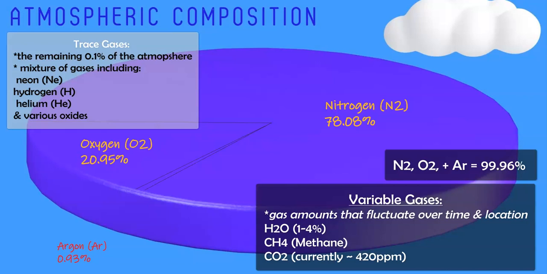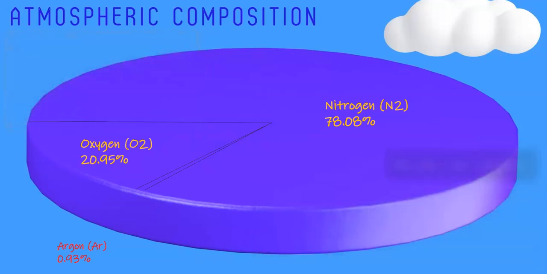Then you have the aerosols, the small particulate matter and cloud condensation nuclei, small particles like pollen, dust, and sea spray that can help to form clouds.